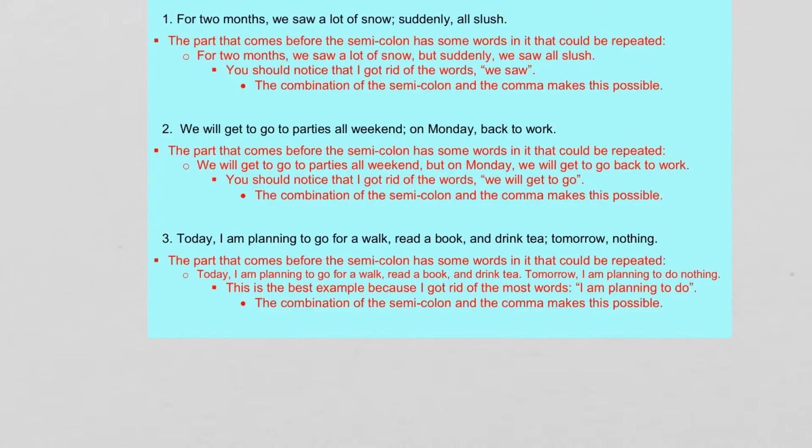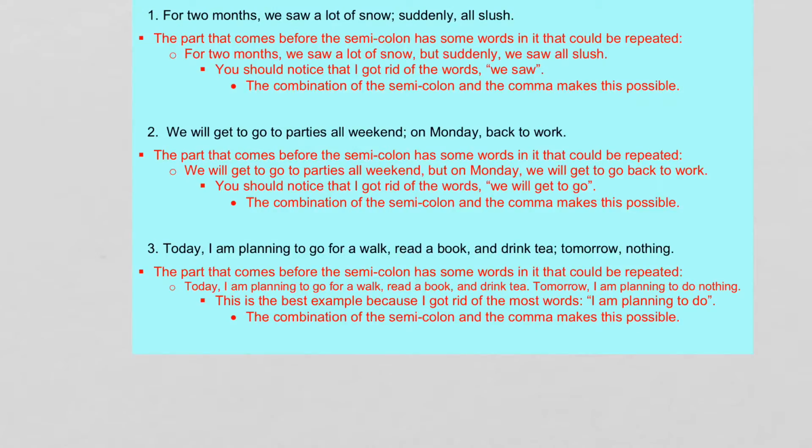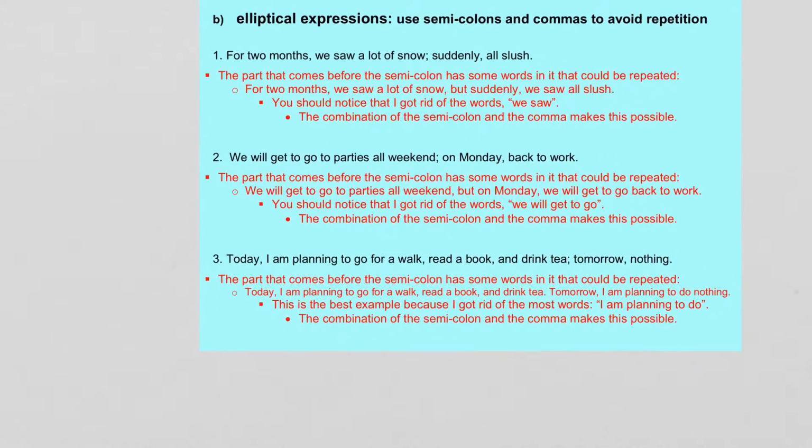All right, so another way to say this, we could say, for 2 months we saw a lot of snow, comma, but suddenly, comma, we saw all slush. So I don't know if you heard me say the words we saw twice in there, right? We saw a lot of snow, we saw all slush. So pretty much what I'm doing is I'm getting rid of the words we saw, and the combination of the semicolon and comma makes this possible.